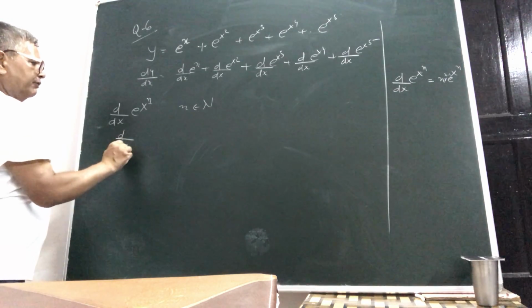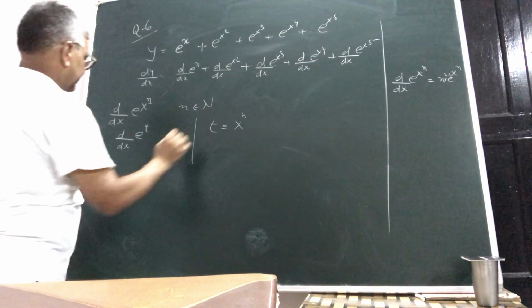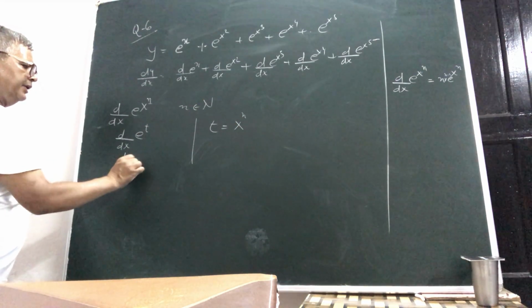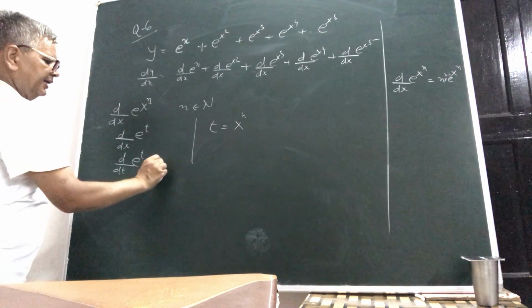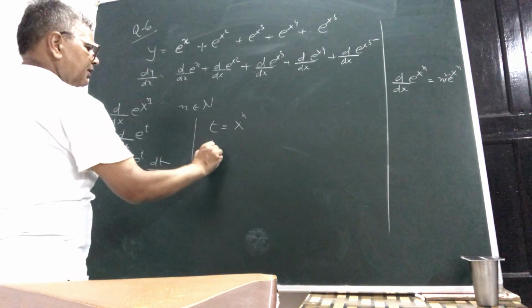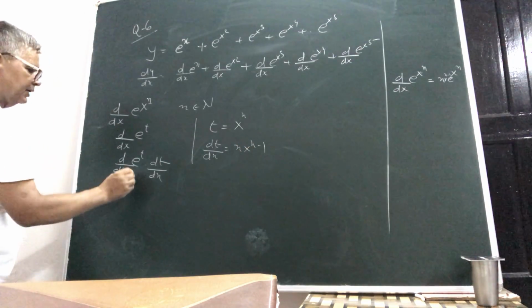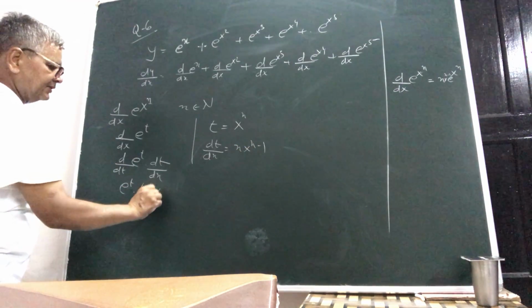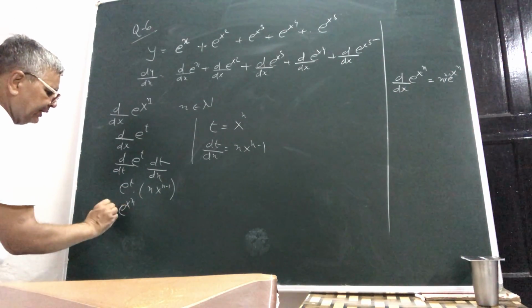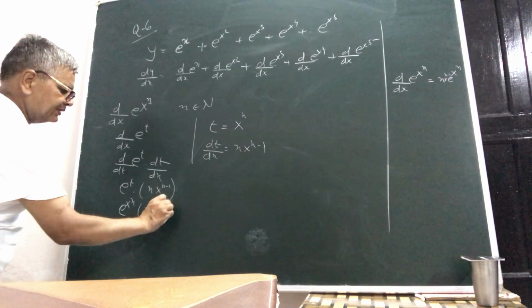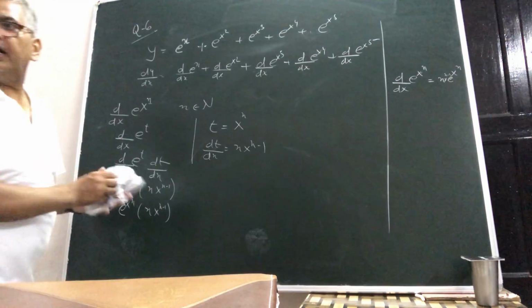So d by dx of e raised to power t, and t is x raised to power n. So it is d by dt of e raised to power t into dt by dx. And this dt by dx you can calculate, it is simply n x raised to power n minus 1, the general formula. So it is e raised to power t into n x raised to power n minus 1. And put the value of t back here, e raised to power x^n into n x raised to power n minus 1. Once you have obtained this formula, then of course directly you can put the values.